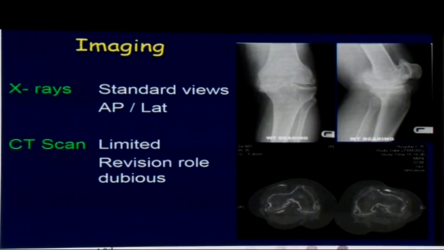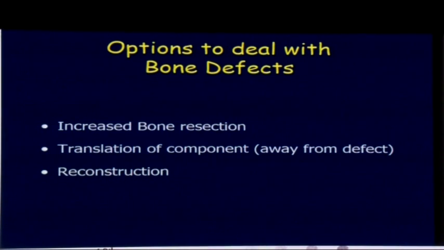On this X-ray, this CT scan, you can see that the lateral femoral condyles on both sides are missing anteriorly. Reconstructing that is going to be quite difficult, and you need to have a thought process in place before you embark on surgery.